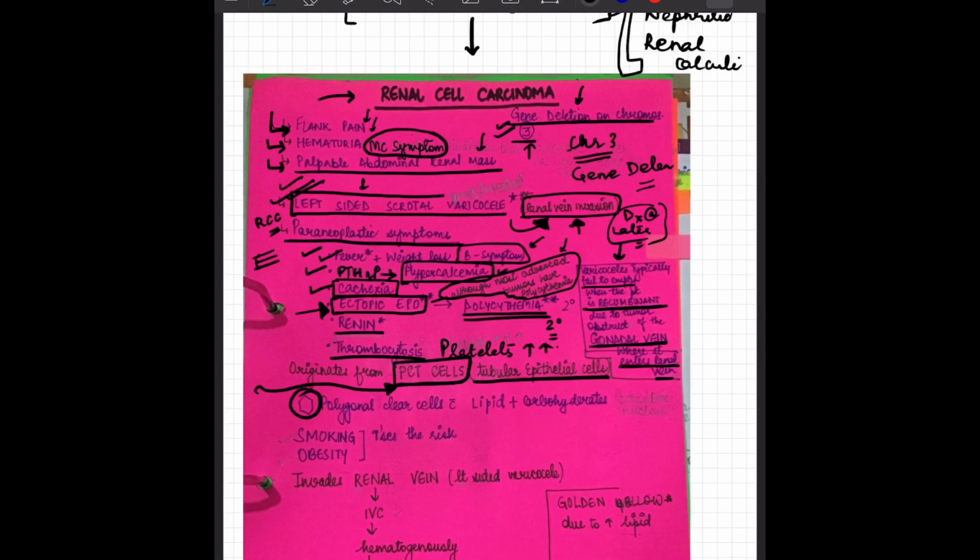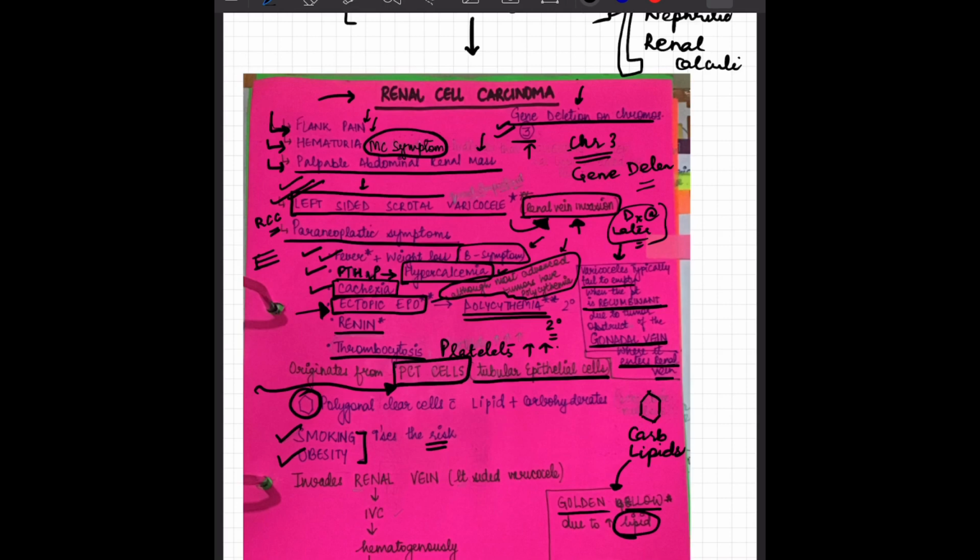What is the appearance of renal cell carcinoma? You need to know that these are clear cells. They will look like this: polygonal clear cells with a lot of carbohydrates and lipids. As there is a lot of lipid present, the lipids give the tumor a golden yellow color due to increased lipid content. Now, what are the risk factors that increase the probability of having renal cell carcinoma? It is smoking as well as obesity.